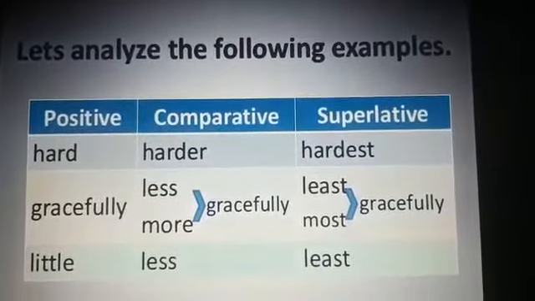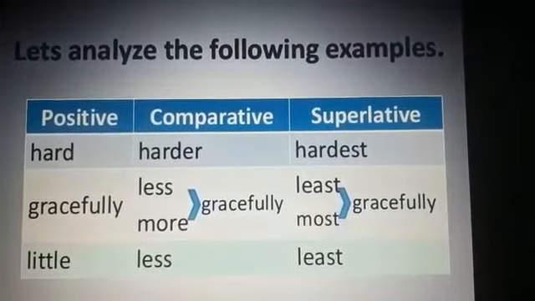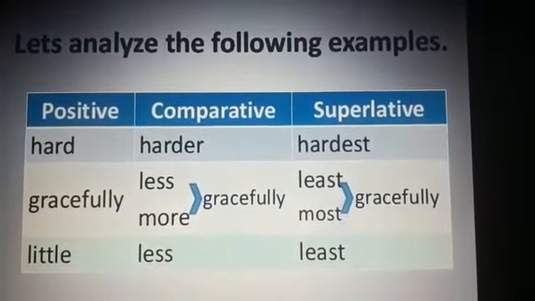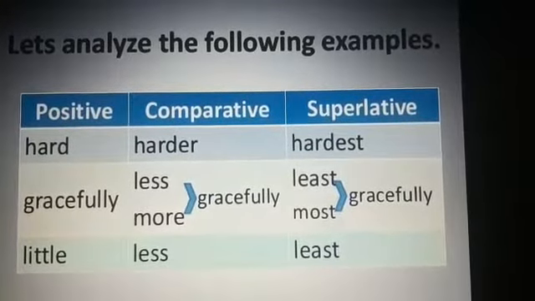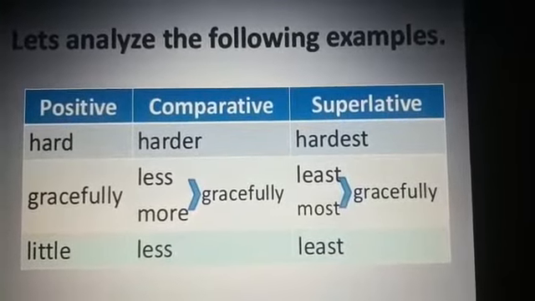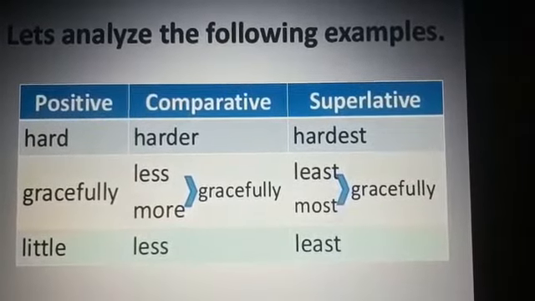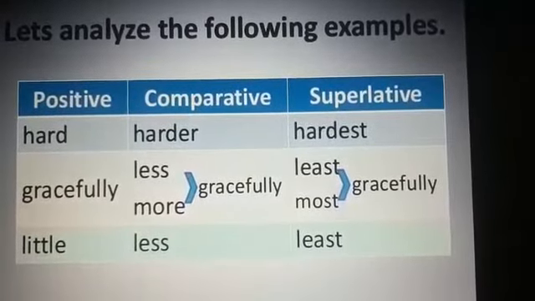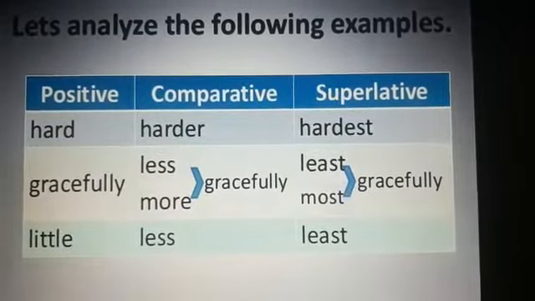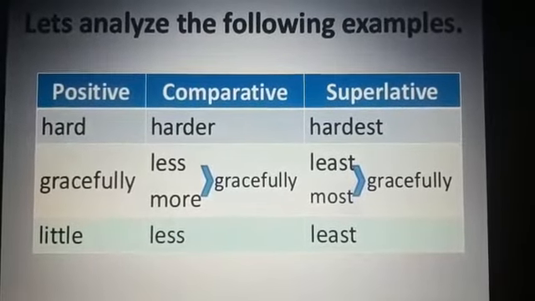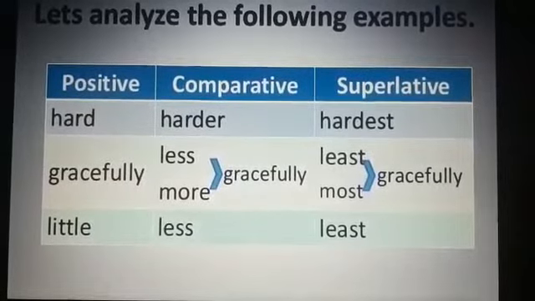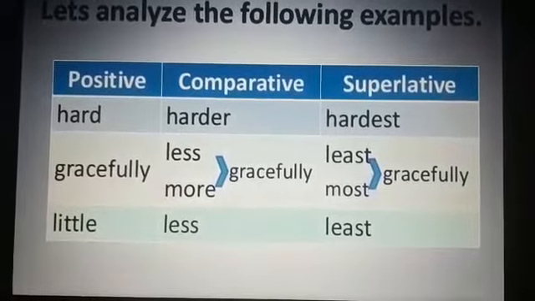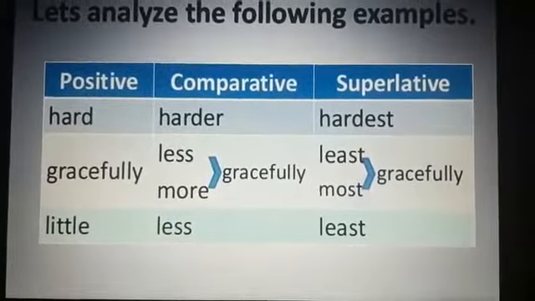Let's analyze the following examples. Positive, comparative, superlative. Positive, hard, comparative of it, harder, hardest. Gracefully, less or more gracefully, least or most gracefully. Little here is irregular. It has a different shape. Little will be in the comparative, less, and superlative will be least.